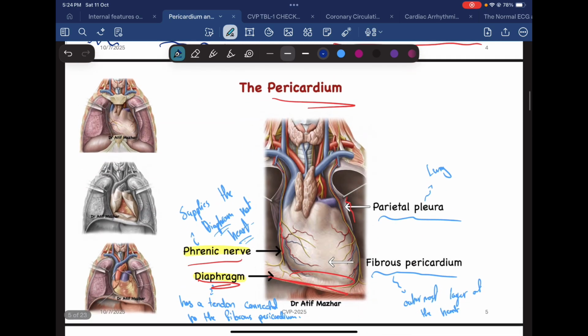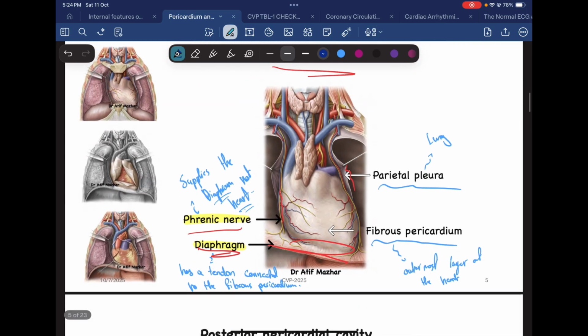Now let's talk about the pericardium. Now we have the parietal pleura. That's not part of the pericardium, but that's for the lung. We have the fibrous pericardium. That's the most outer layer of the pericardium. It's the toughest as well. You have the diaphragm. Diaphragm is a muscle that helps with breathing. The diaphragm is connected to the pericardium through a tendon, to the fibrous pericardium, not the other layers, just the fibrous one, through a tendon. And then you have the phrenic nerve.